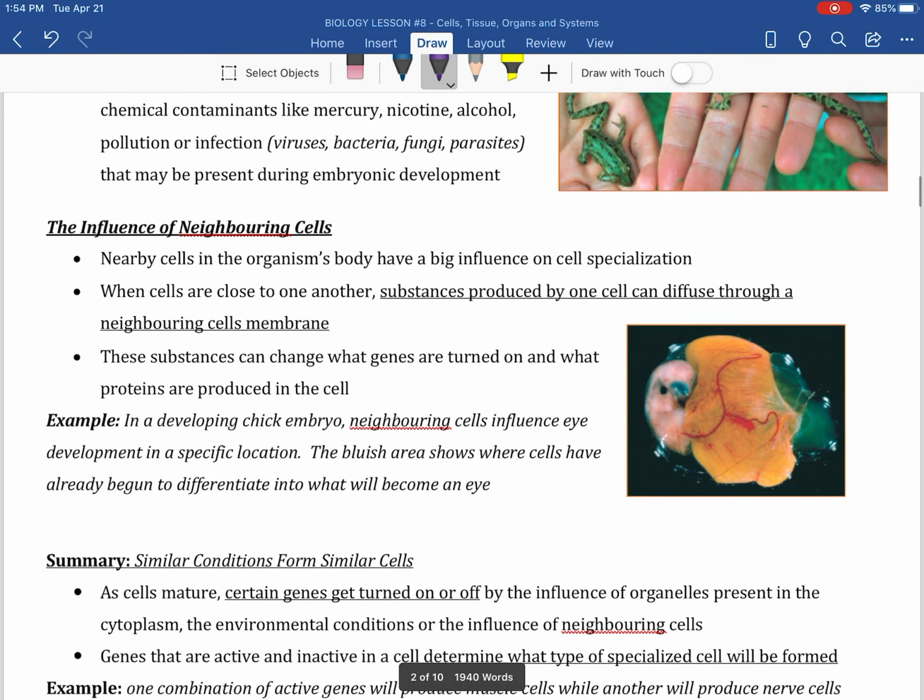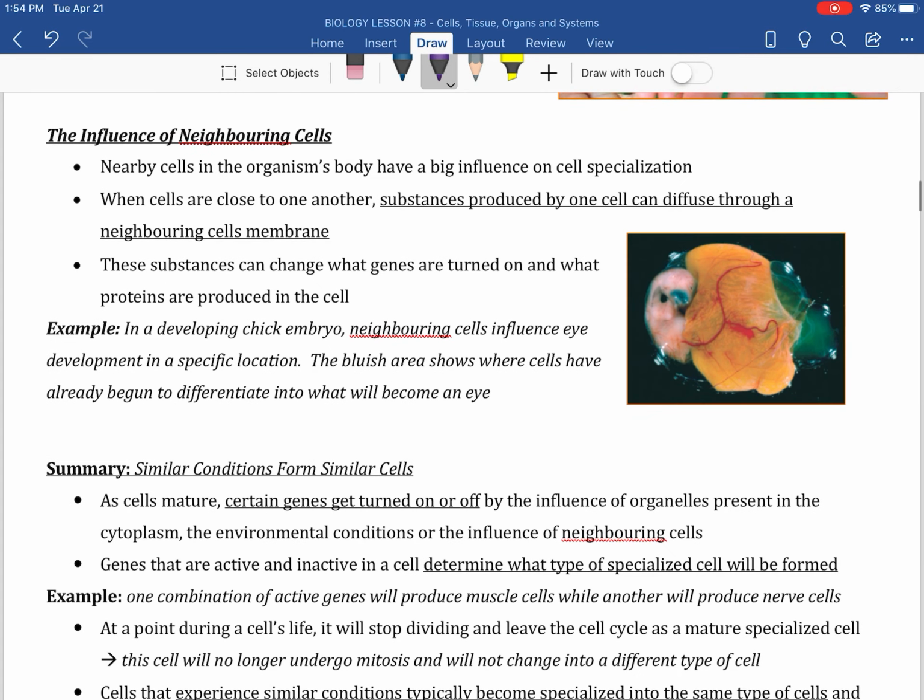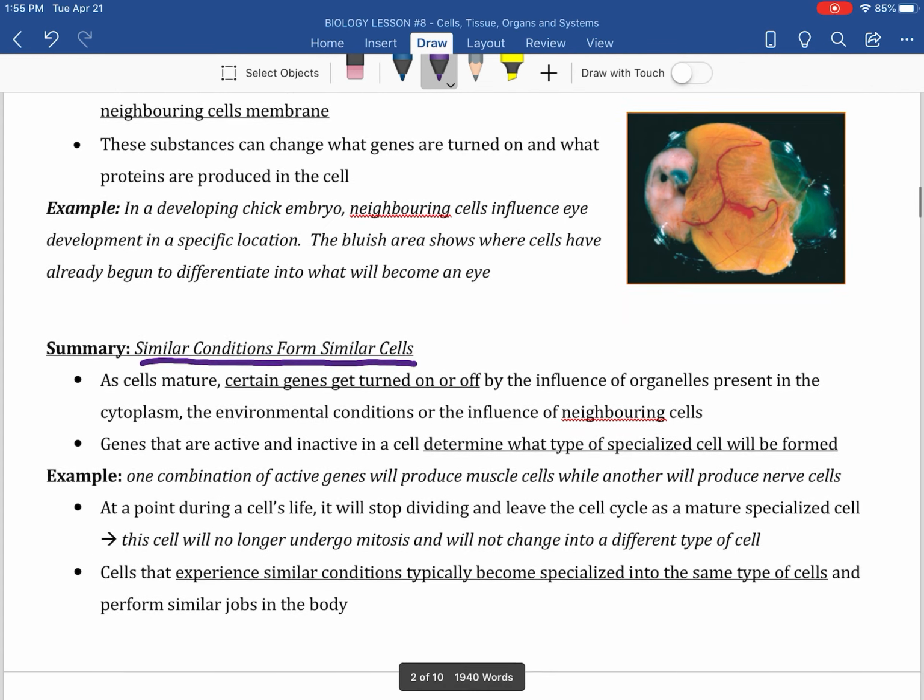All right, and not just the environment, but let's talk about the influence of neighboring cells. Okay, so how cells around that cell are behaving influences how the cell behaves. All right, if there's not a lot of food, that might dictate how a cell's going to behave. All right, so similar conditions form similar cells. That's why your parents always want to know who your friends are, because they want to know what you're being surrounded by. Okay?